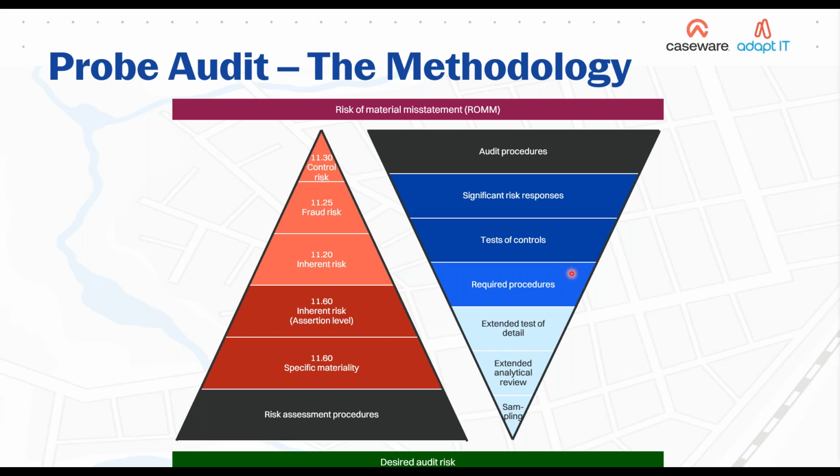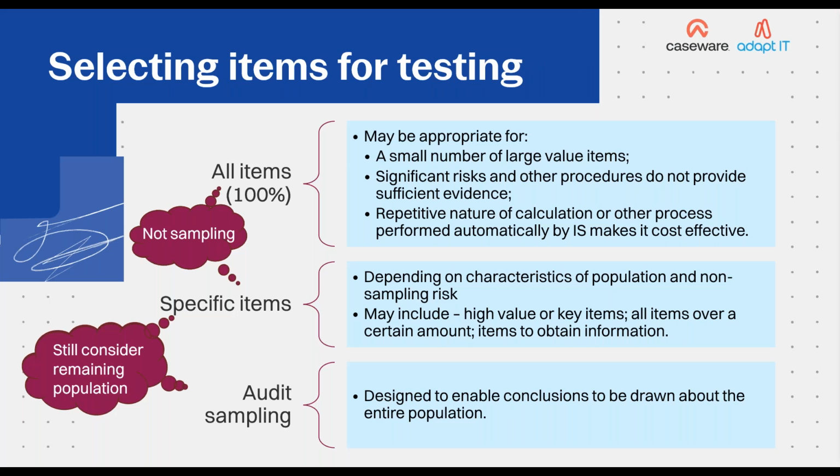And in those required procedures, the minimum procedures that we'll always do is selecting the material items. Now, selecting material items, I actually just want to quickly jump back to our slide here. Selecting material items is, of course, your specific item selection.